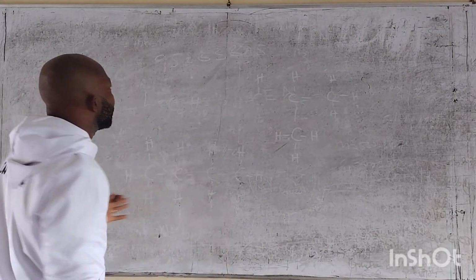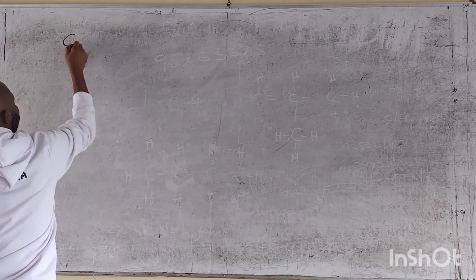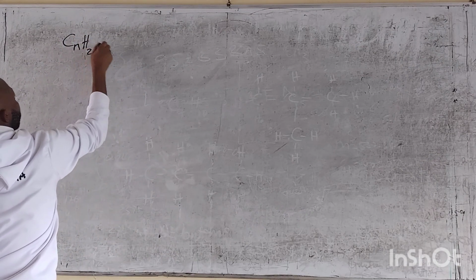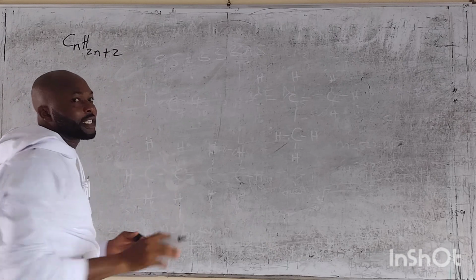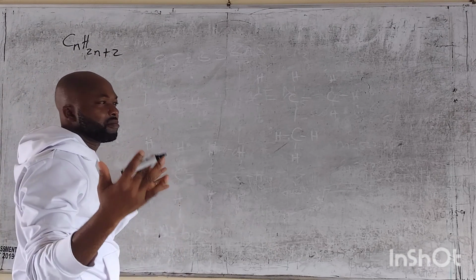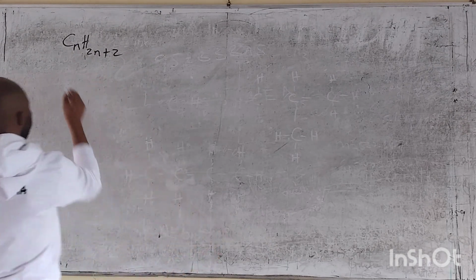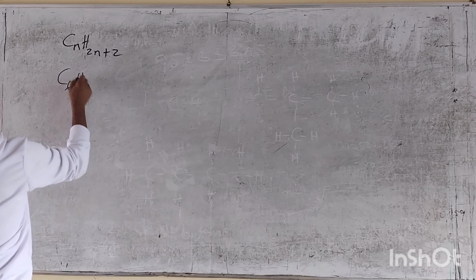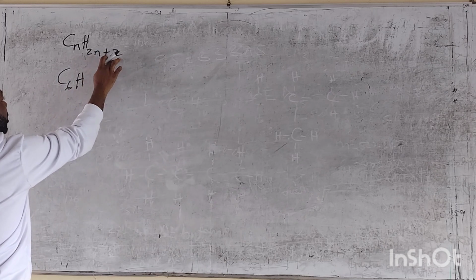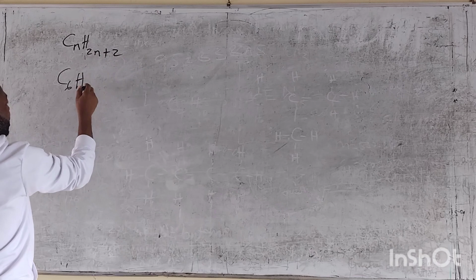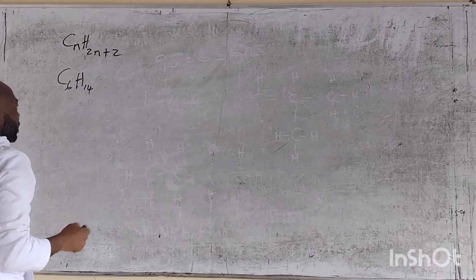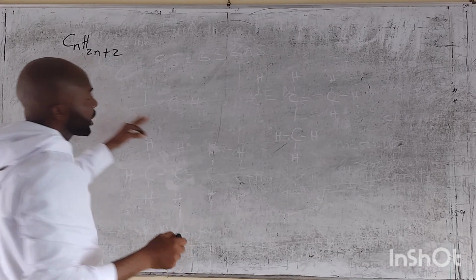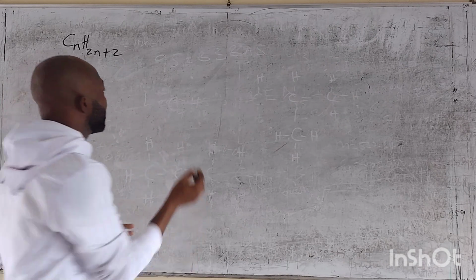Remember, in our case, our general molecular formula remains CnH2n+2. So let's take hexane, for example. C6H, 2 times 6, 12. 2 times 6, 12, plus 2, 14. H14. So this is our molecular formula. Let us see the isomers we can get from it.